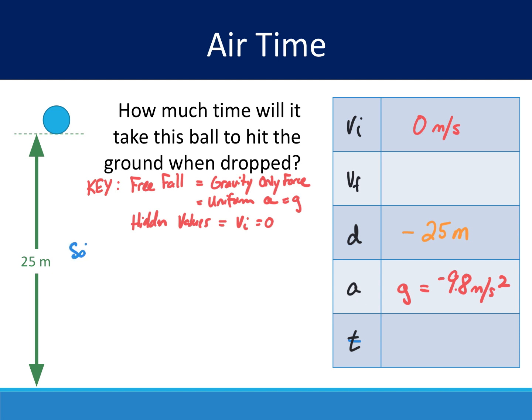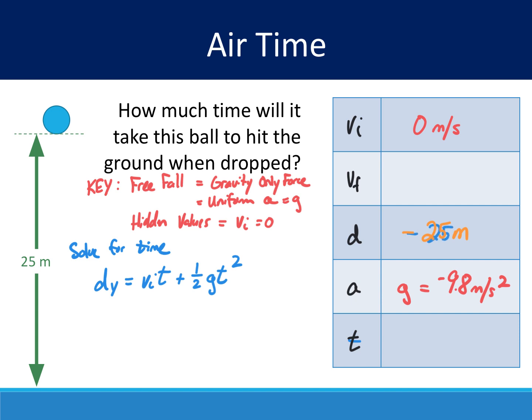Okay, so the other hidden value we know is that it starts from rest. So the initial velocity is 0. Now we can go back to our equations and solve for time. I know three of the things, so I can find an equation that has initial velocity, displacement, and acceleration, and I can solve for time. I think the best one to use is the displacement in the y direction, because we're accelerating in y, is equal to that initial velocity times time plus 1 half g t squared.